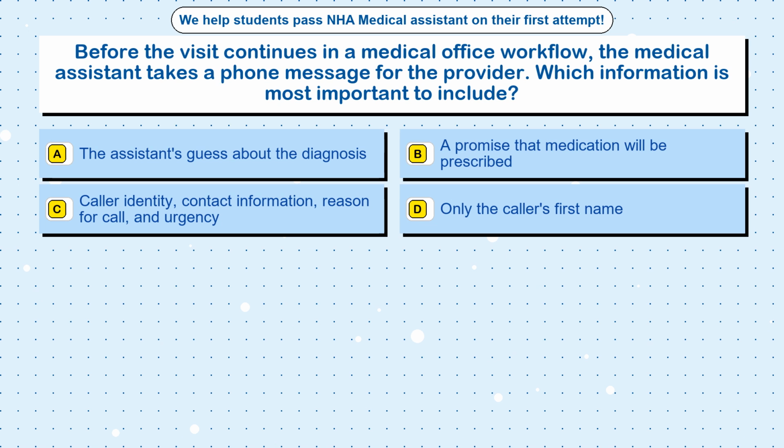Question 47. Before the visit continues in a medical office workflow, the medical assistant takes a phone message for the provider. Which information is most important to include?